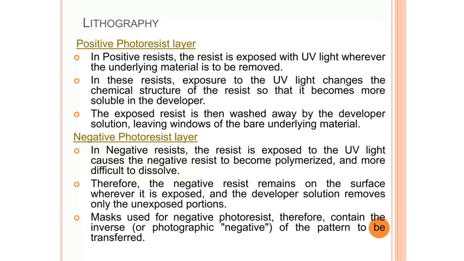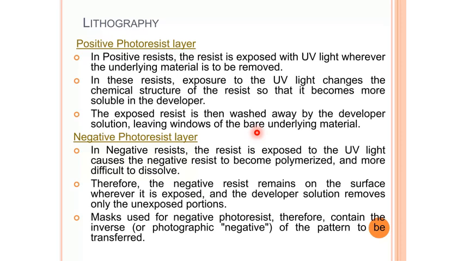So for this resist, the exposure to the UV light changes the chemical structure of the resist so that it becomes more soluble to the developer. And the non-exposed areas remain intact on the surface. The exposed resist is then washed away by the developer solution, leaving openings to the bare underlying material.